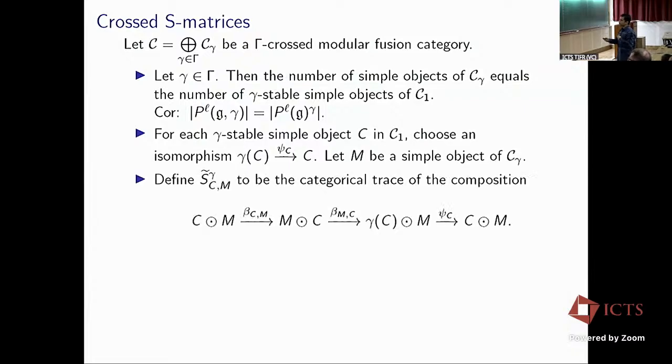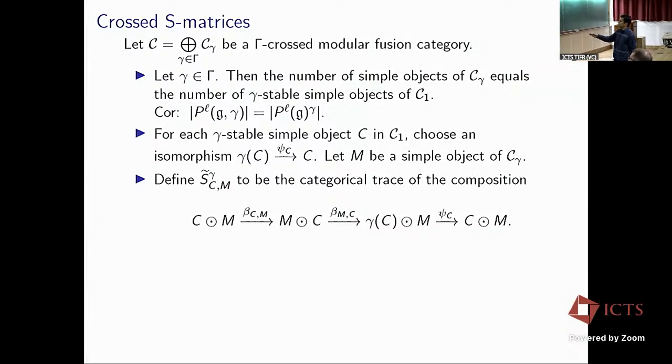Now we can define a scalar in this way. C is in the neutral grade, the trivial grade. So the braiding goes to M fusion C because this C is in the neutral grade. But now this M is in the gamma grade, so this braiding goes to gamma of C fusion M. And now we use the chosen isomorphism to go to C fusion M. Our C is gamma stable, so we go back here.